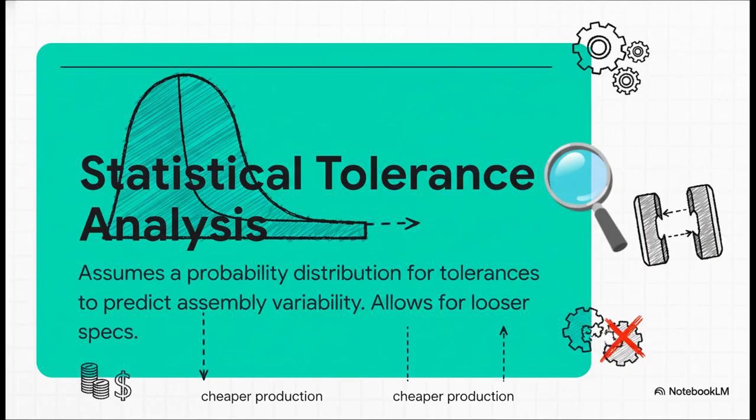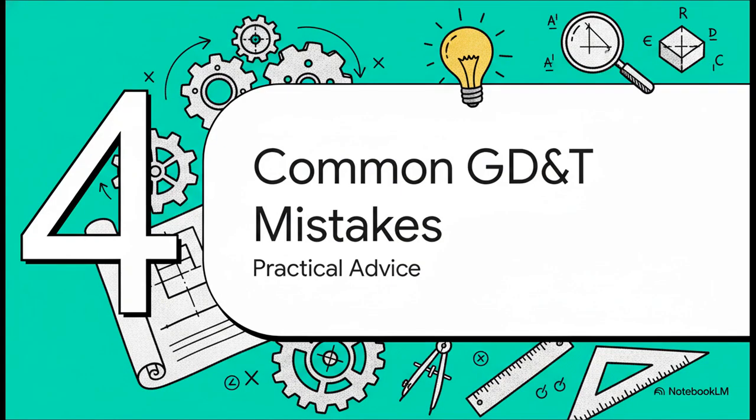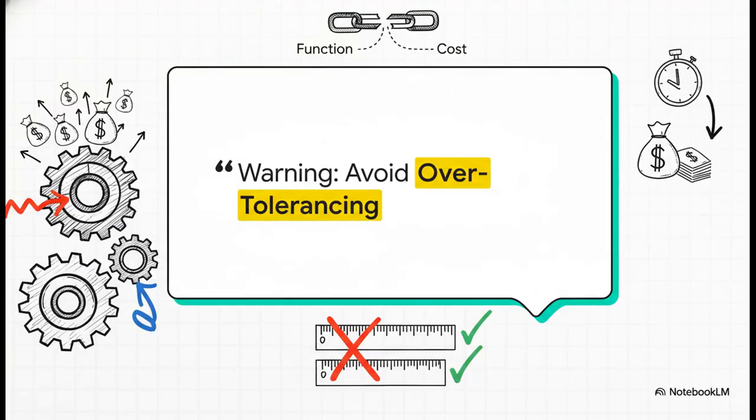The trade-off, of course, is that you're accepting a very small, calculated risk that a tiny percentage of assemblies just might not fit. Okay, we've gone through some of the big systemic challenges. So now, let's switch gears and get into some practical advice to help you avoid some of these common mistakes on your own drawings. This right here is the golden rule, seriously.